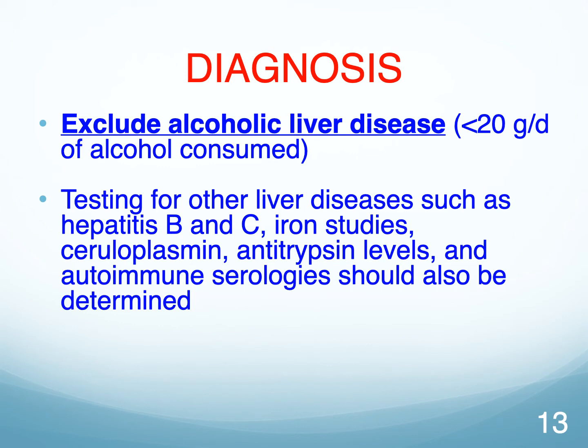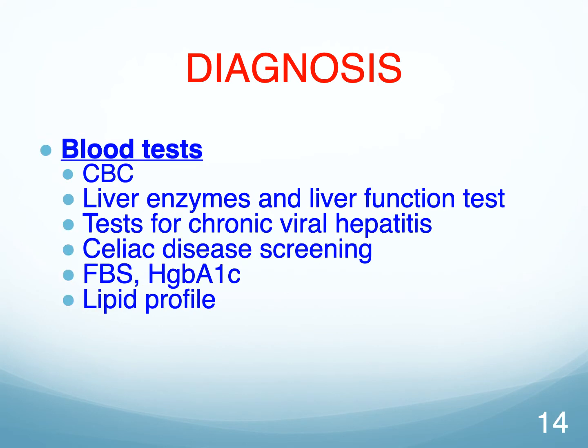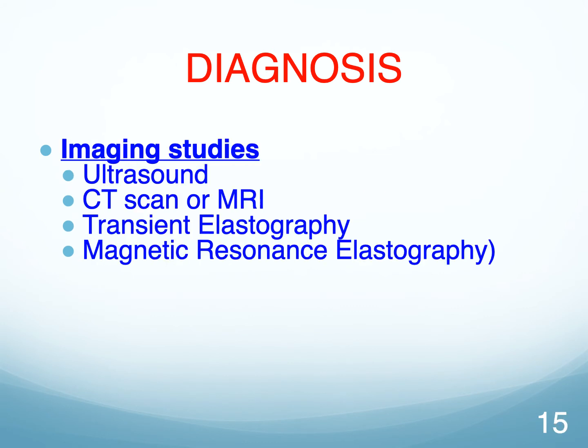Testing for other diseases such as Hep B, Hep C, iron studies, antitrypsin level, and autoimmune serologies should be done to rule out other causes. Blood tests like enzymes and a metabolic panel should also be done, as well as imaging studies like ultrasound, CT scan or MRI, transient elastography, or magnetic resonance elastography.